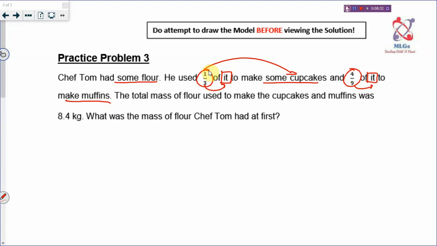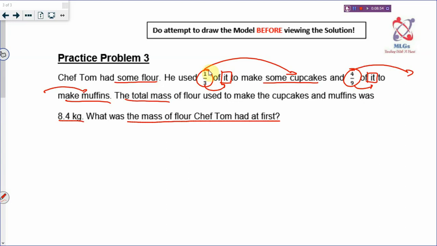So all the flour has 9 boxes now, and 4 boxes are used to make muffins. Okay, that's how you break out the fraction to do the arrow pointing. Now, the total mass of flour used to make the cupcakes and muffins was 8.4 kg. So what was the mass of the flour Chef Tom had at first?